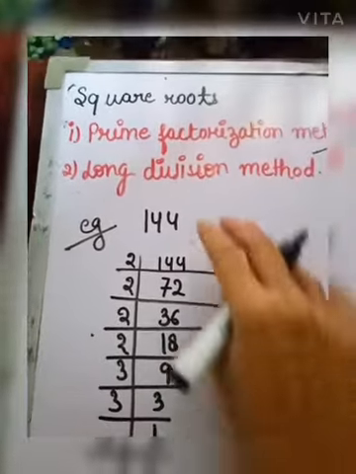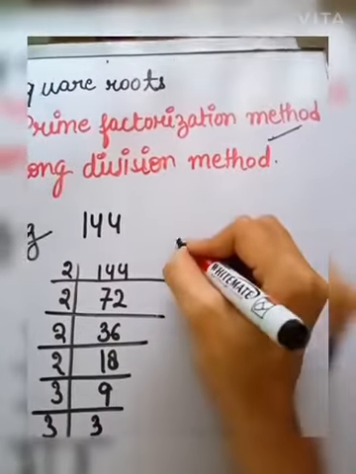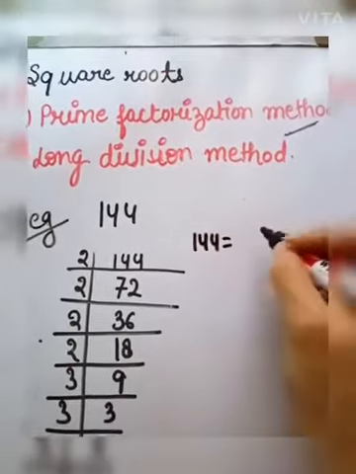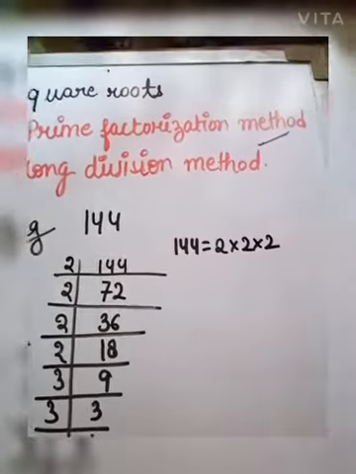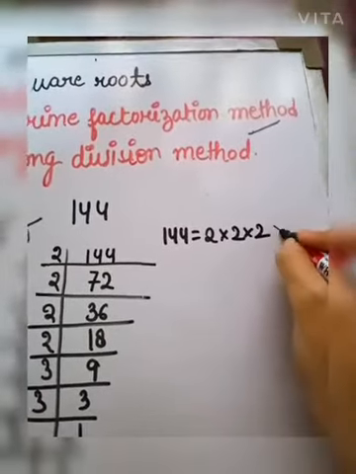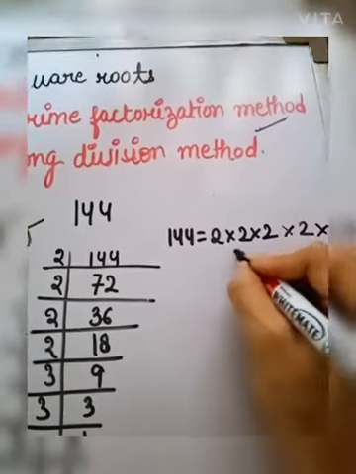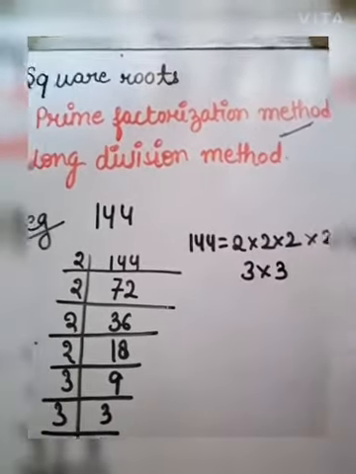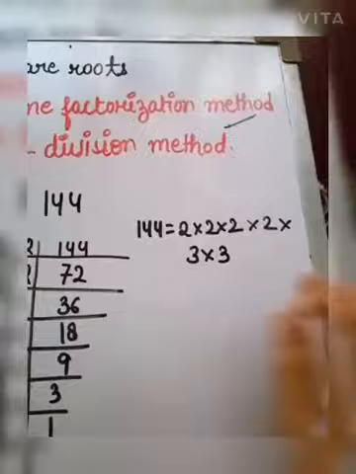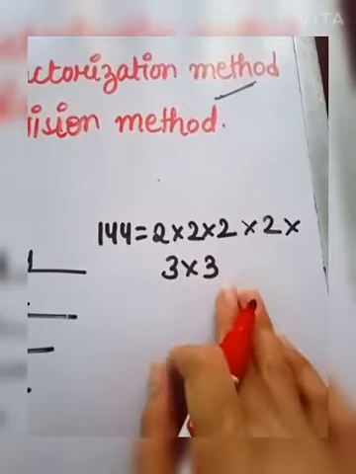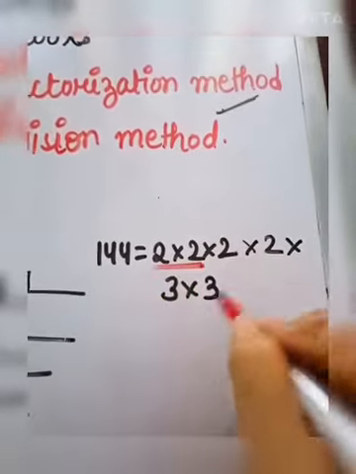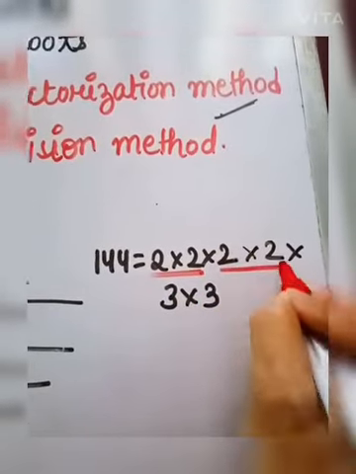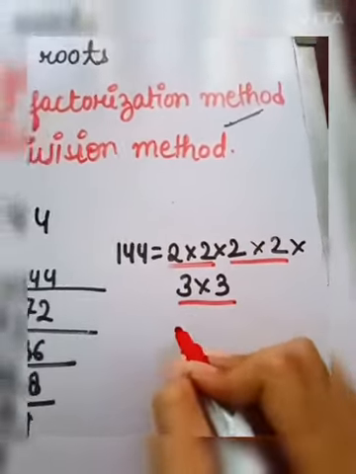So we have done the prime factorization of 144. What are the factors you got after prime factorization? 2 into 2 into 2 into 2 into 3 into 3. Now class, see here. Do the grouping of these numbers. Make pairs of the same number. This is the second pair and this is the third pair.